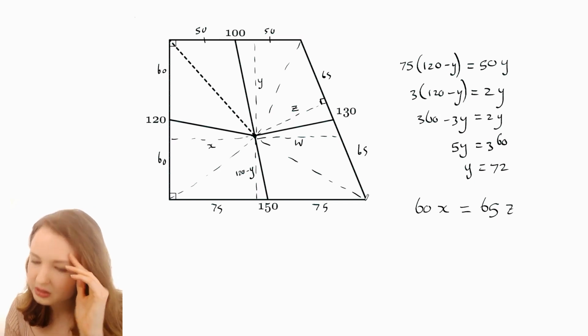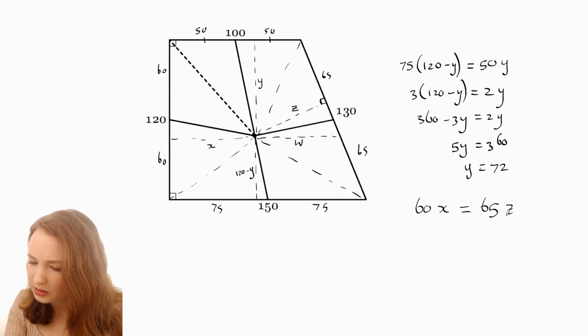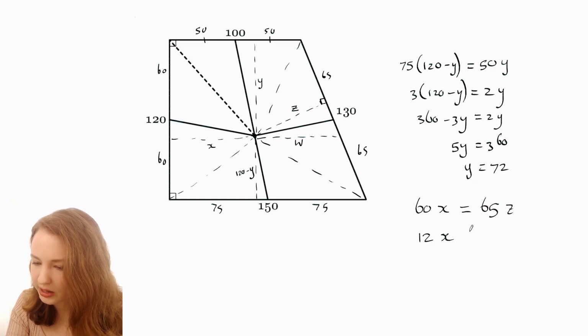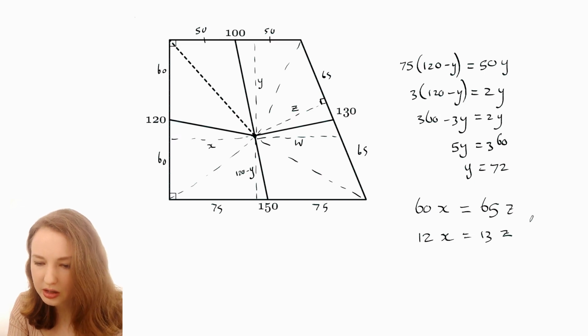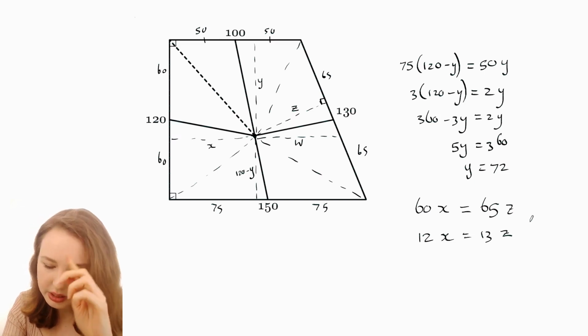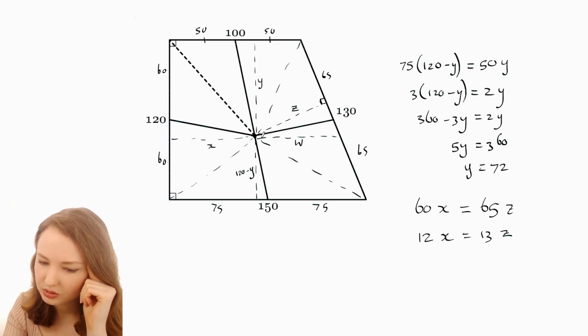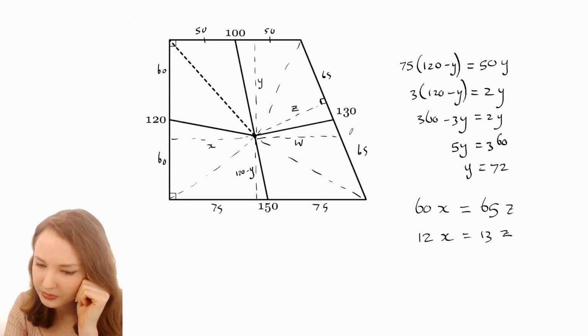So let's simplify that. Then we can just divide both sides by 5. So that'll give us 12x is 13z. Alright, well that's a good start. Now let's see what we can do with w. See if we can work something out about this.